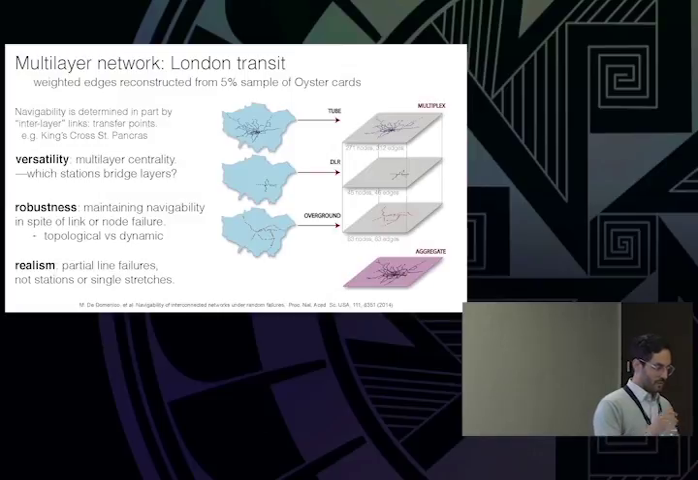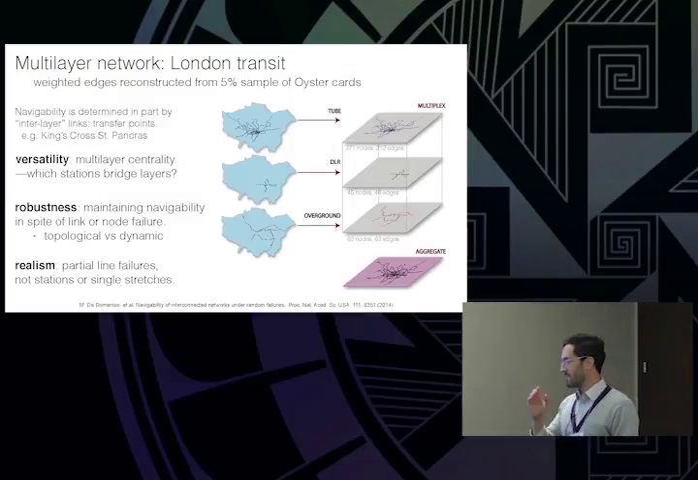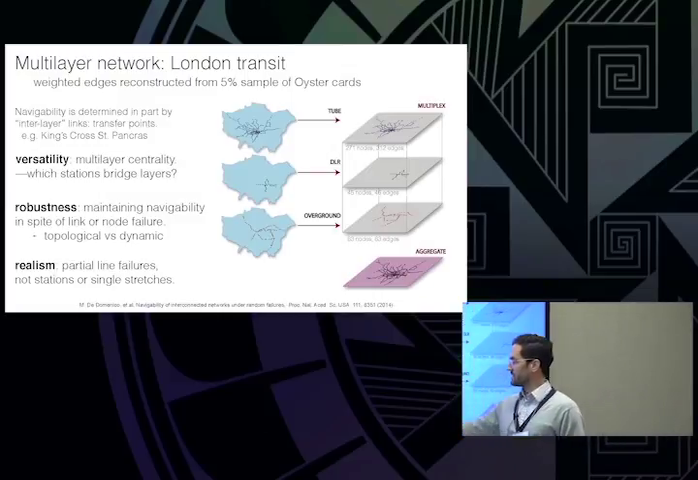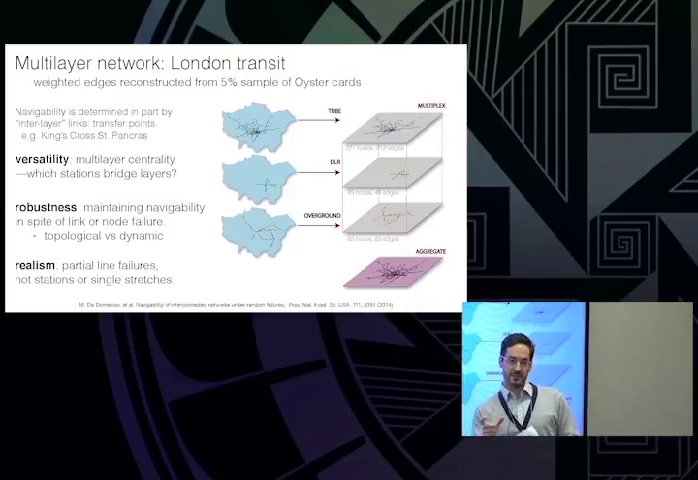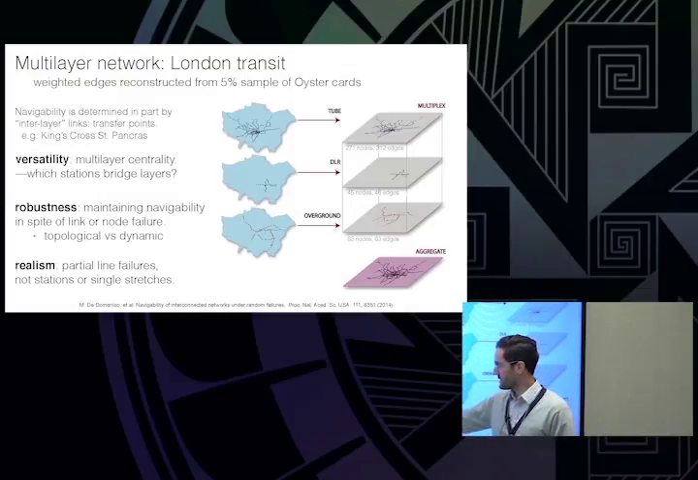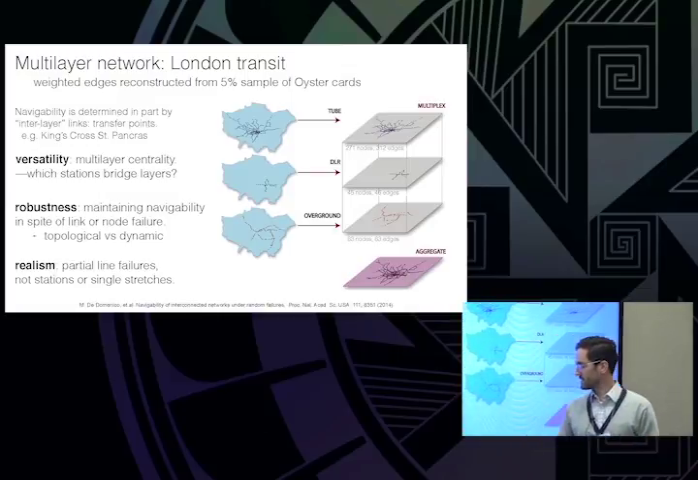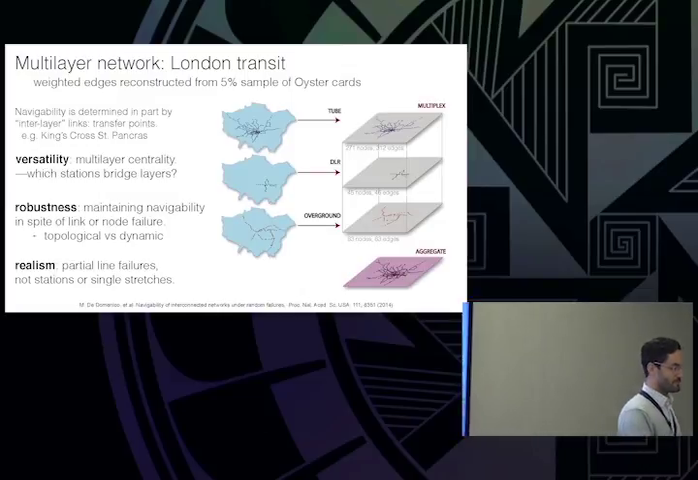What was nice about this study was that they didn't do, as Peter called it, the "I'm a physicist and I'm here to help" thing. They looked at real situations. So in reality, we don't lose one segment on the MTA. We lose an entire line for an afternoon. So partial line failures rather than just single stations or single stretches.